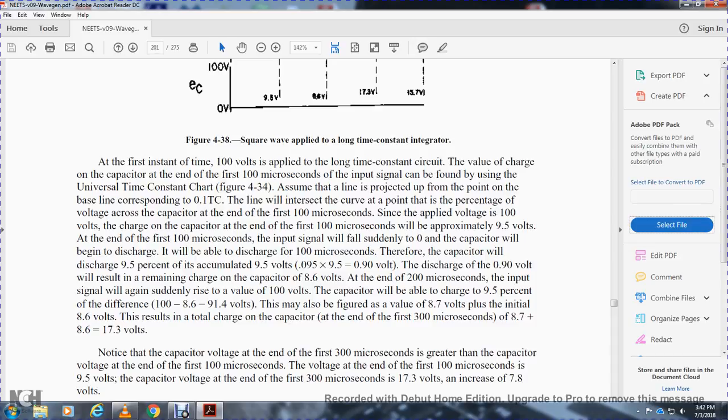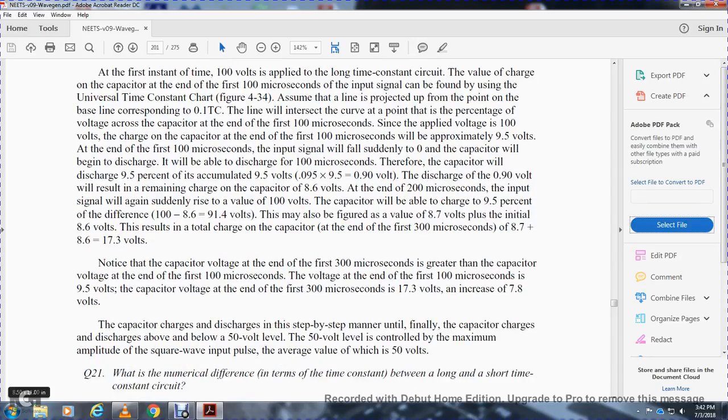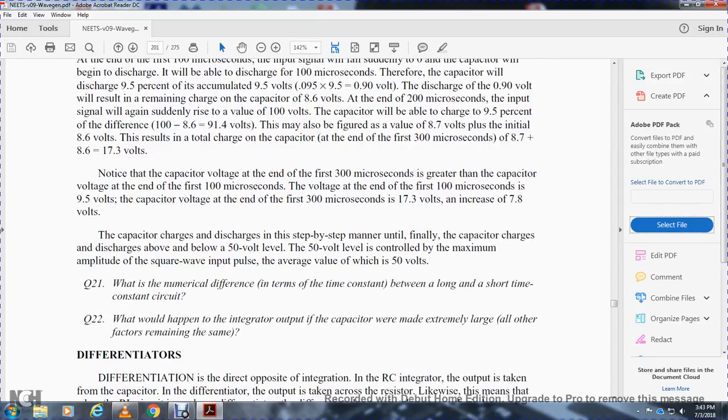This gives a value of 8.7 volts, which must be added to the initial 8.6 volts. The result is the total charge of the capacitor at the end of the first 300 microseconds: 8.7 plus 8.6, or 17.3 volts. Note the capacitor voltage at the end of the first 100 microseconds was 9.5 volts, and the capacitor voltage at the end of the first 300 microseconds is 17.3 volts, an increase of 7.8 volts.